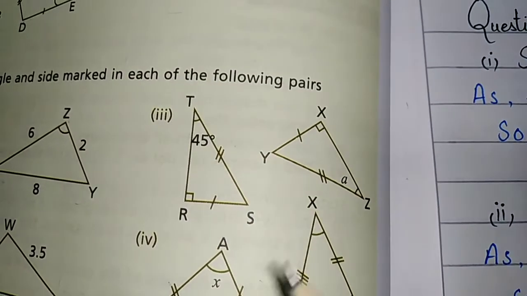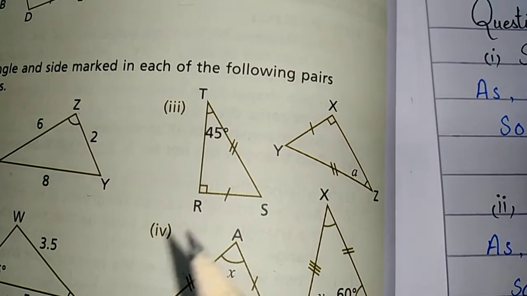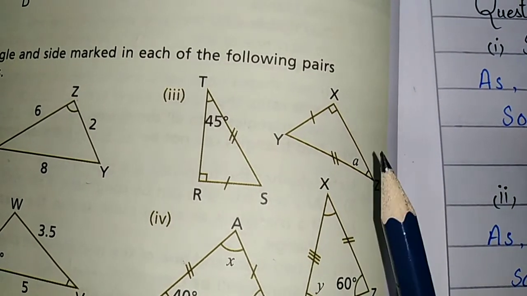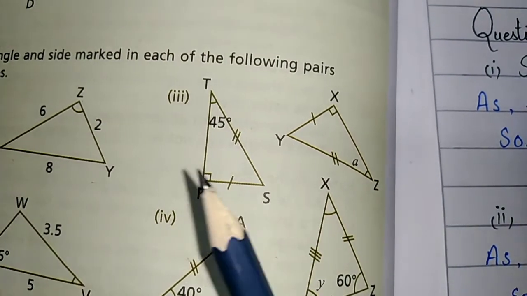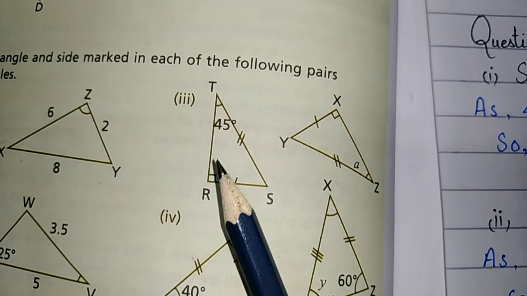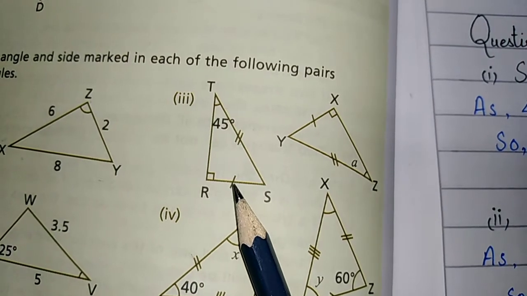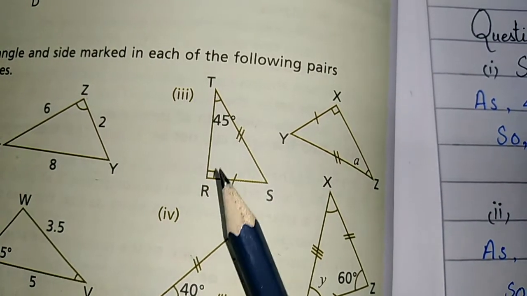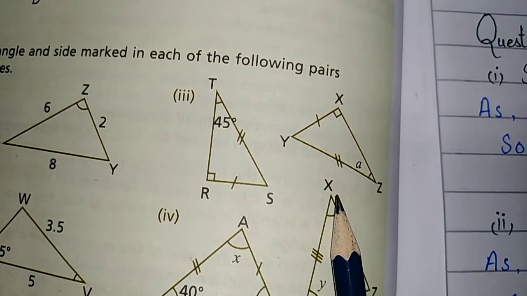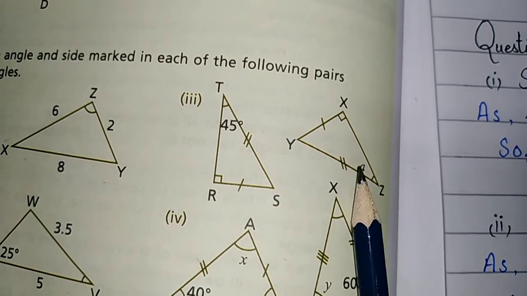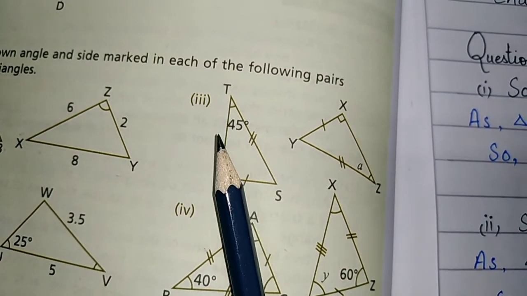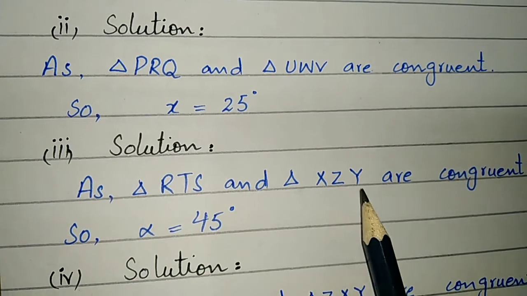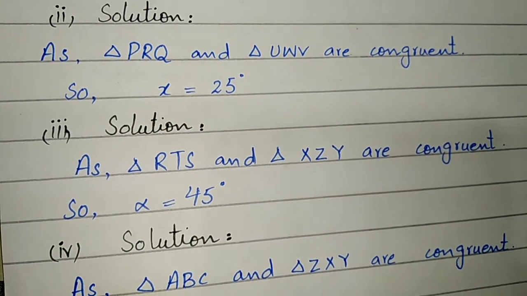Now part number 3. In this diagram, triangle RTS is congruent to triangle XZY, because the right angle is at R, and between the one side, this side is shown by this sign, and the angle is this. So it means X is congruent to R, T is congruent to Z, and S is congruent to Y. So that means A will obviously be equal to 45 degrees. So we can write triangle RTS and triangle XZY are congruent, so A is equal to 45 degrees.